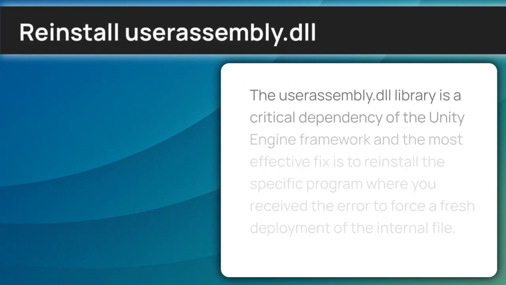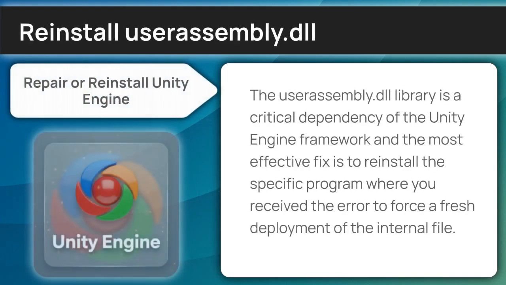The Userassembly.dll library is a critical dependency of the Unity Engine framework, and the most effective fix is to reinstall the specific program where you received the error to force a fresh deployment of the internal file.